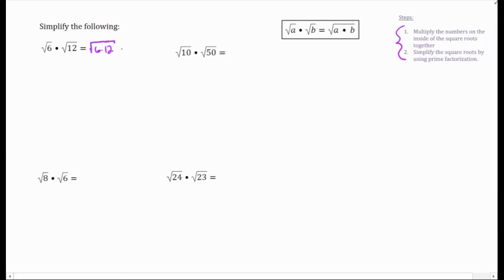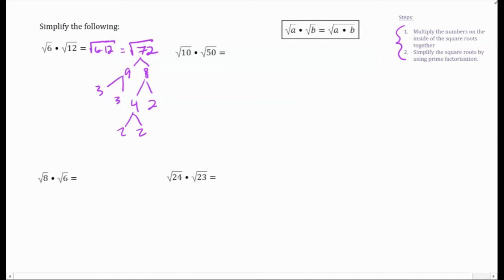6 times 12 ends up giving us the square root of 72, which is great. That's our answer, except it's not all the way simplified. So to simplify it, I'm going to break it down into 9 and 8. Then this 9 breaks down into 3 and 3. The 8 breaks down to 4 and 2. And the 4 breaks down into 2 and 2.